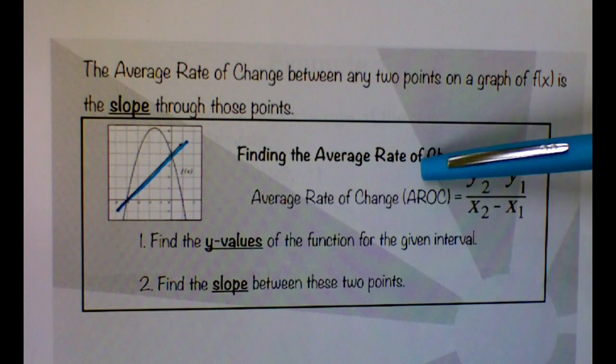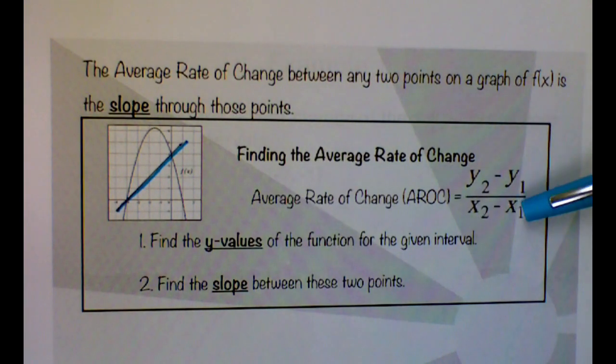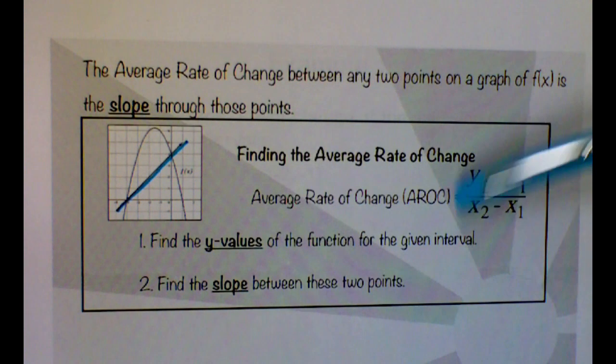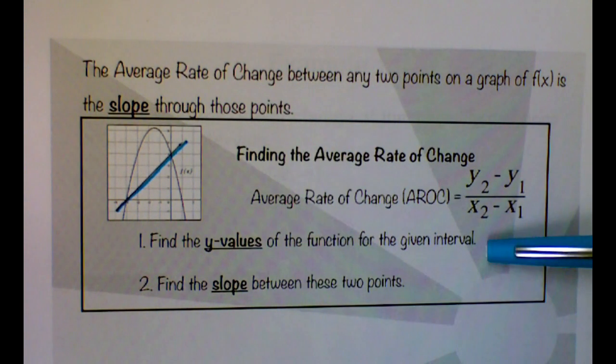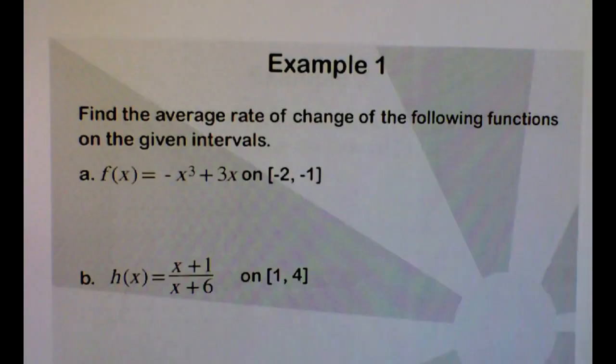So average rate of change, or AROC, you subtract your y values over subtract your x values, just like slope. We find the y values of the function for the given interval, and then just find the slope between those 2 points as if it's a straight line. So let's find the average rate of change for these two functions on the intervals given.